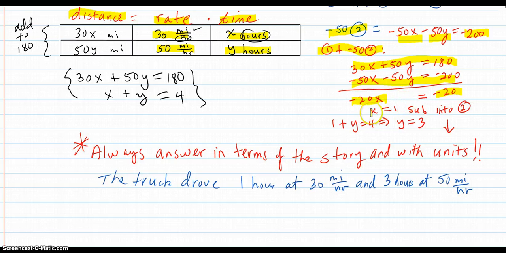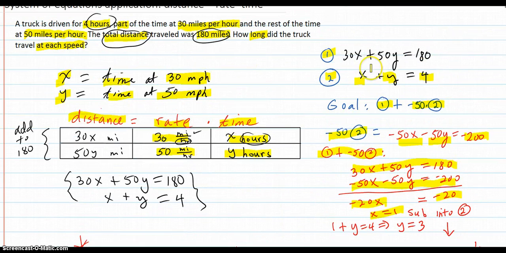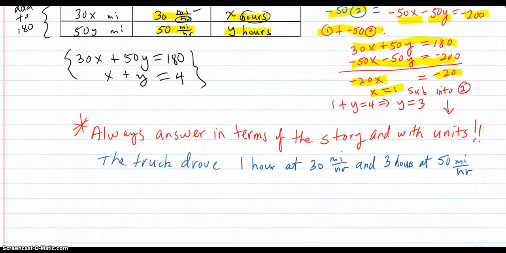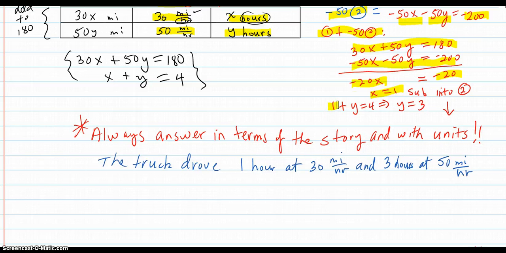And then so x solves out to 1. Then you sub into equation number 2, the original, the simplest equation you can plug into that's on the paper there. x plus y equals 4. So x plus y equals 4. Put in the x equal 1. Solve for y and you get y equals 3.